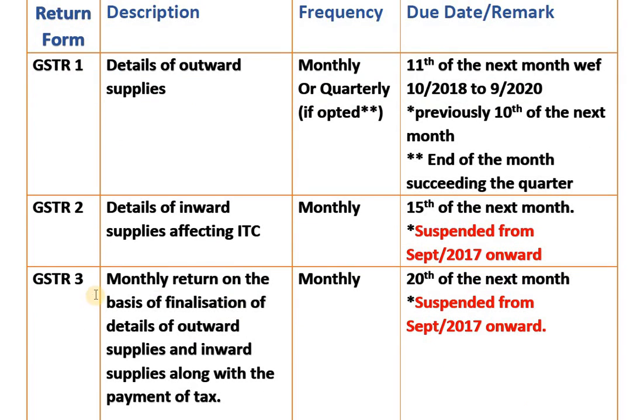For GSTR 3 also, it is a monthly return on the basis of the filing of outward supplies, whatever sales and whatever purchases will crop up into GSTR 3, and it is a monthly return which you have to file on the 20th of the next month. But this type of return has also been suspended from September 2017 onward. Okay.